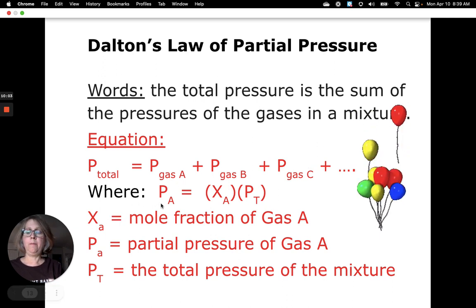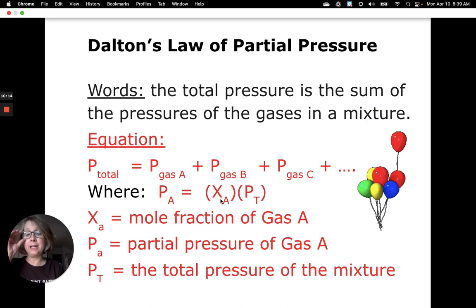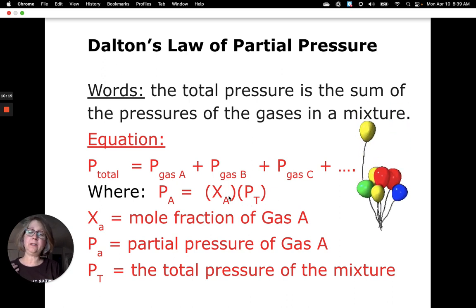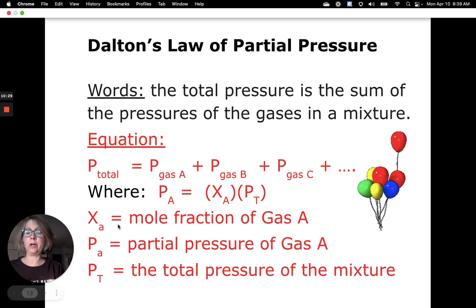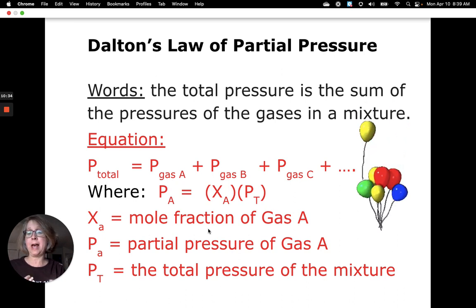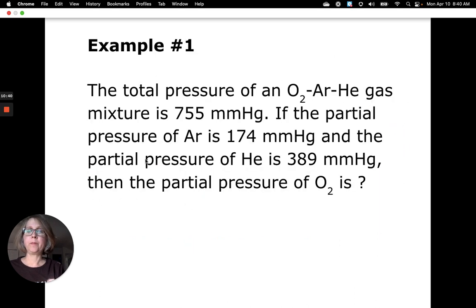Now, the partial pressure of gas A, so P sub A is the partial pressure of gas A, is going to equal the mole fraction, which is just the percent of the gas that is gas A, times the total pressure. So in other words, if gas A is 50% of the gas in the container, it's going to be 50% of the collisions and therefore 50% of the total pressure. And again, we're going to learn how to calculate what's called this mole fraction, which is really just the percentage of the gas in the container that is that particular gas. All right, so let's look at a couple of examples.